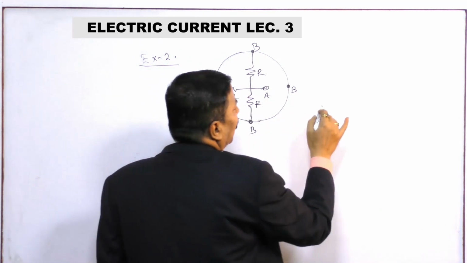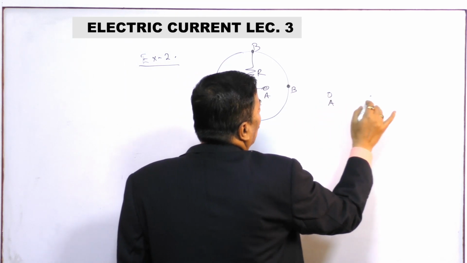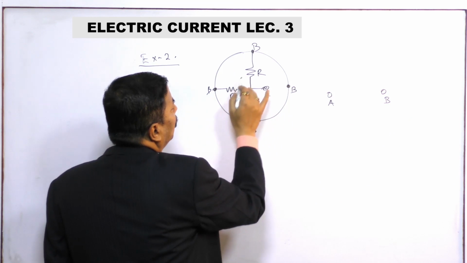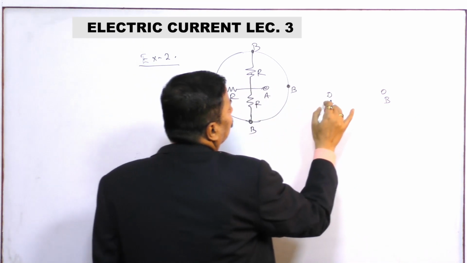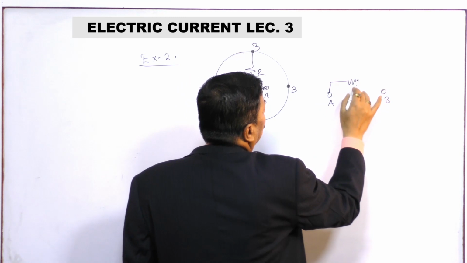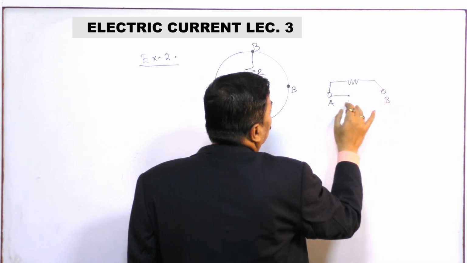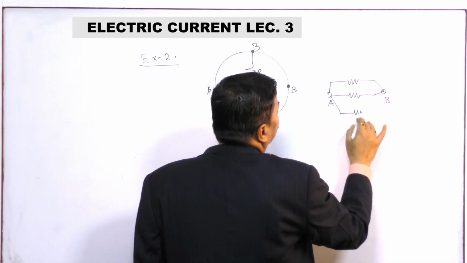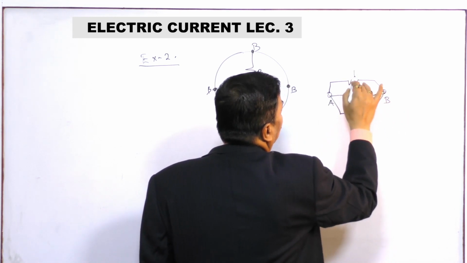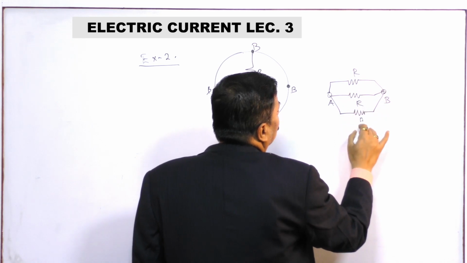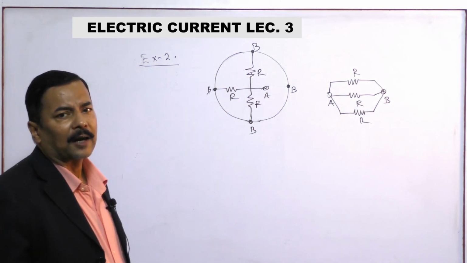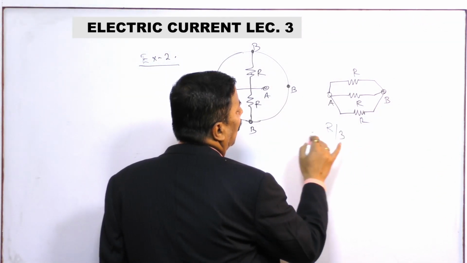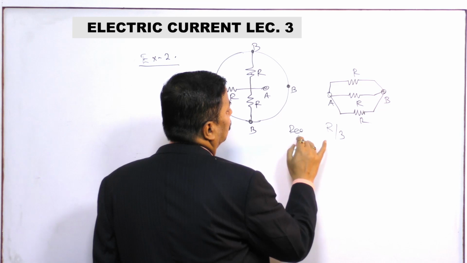So two points are there: one point is A and one point is B. And between A and B, 1, 2 and 3 resistors are there. Now you understand, they all are in parallel, so the answer will be R by 3. R by 3 is the equivalent.